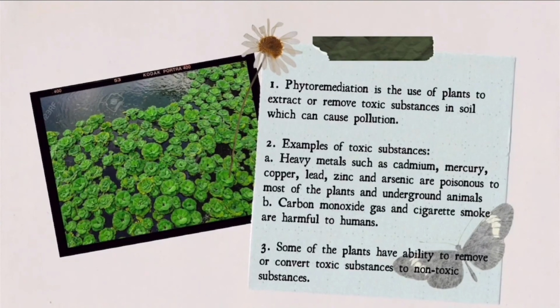Phytoremediation is the use of plants to extract or remove toxic substances in soil which can cause pollution. Examples of toxic substances: heavy metals such as cadmium, mercury, copper, lead, zinc and arsenic are poisonous to most of the plants and underground animals. Meanwhile, carbon monoxide gas and cigarette smoke are harmful to humans. Some plants have the ability to remove or convert toxic substances to non-toxic substances.